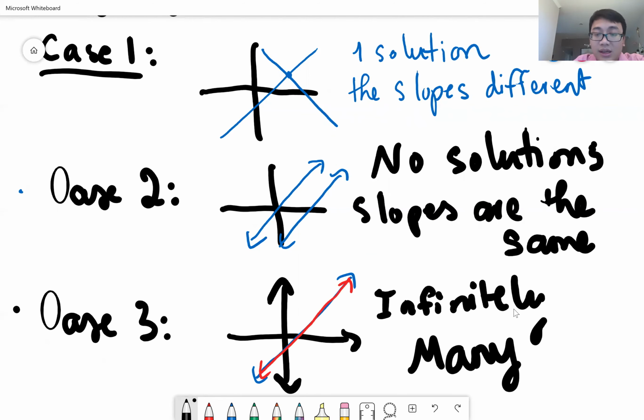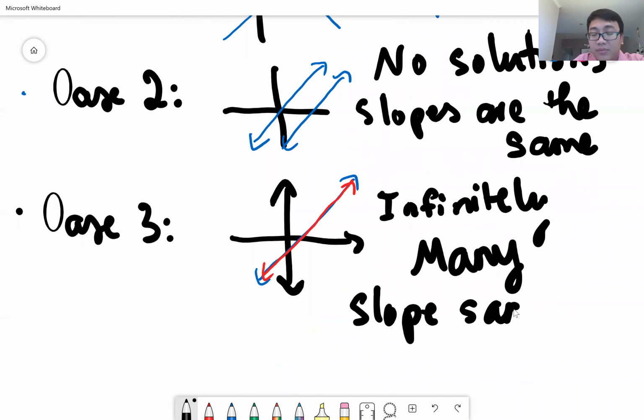That means the slopes are the same, and also the same y-intercept.